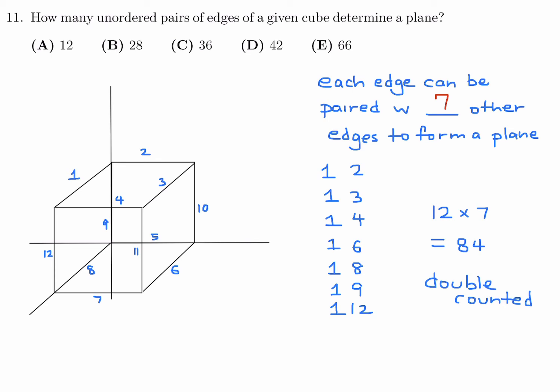Because if, for example, you made this list for 2 as the first choice, you would find that one of them is 2, 1. So as you can see, 2, 1 and 1, 2 are the same. So because I've double counted, I've got to divide 84 by 2, and when I do, I get 42. So the answer to number 11 is D.